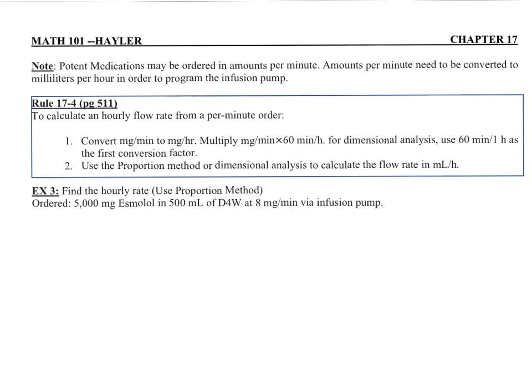To calculate an hourly flow rate from a per minute order, you're going to convert milligrams per minute to milligrams per hour, multiplying the milligrams by minutes. For dimensional analysis, use 60 minutes to 1 hour as the first conversion factor. And then use the proportion method or dimensional analysis to calculate the flow rate in milliliters per hour.